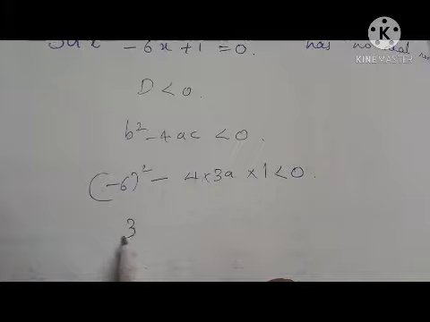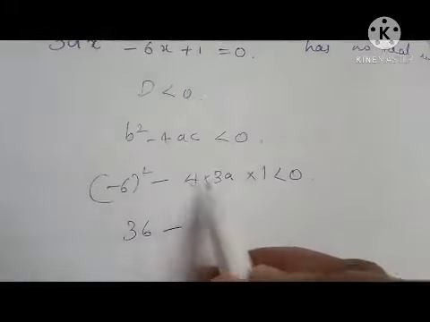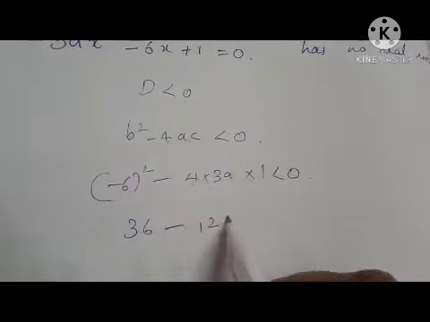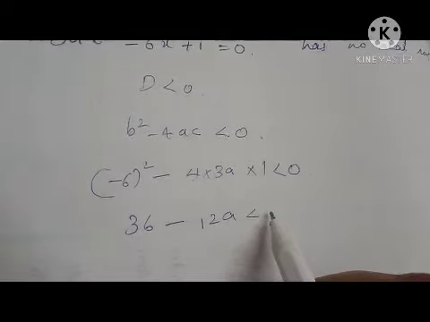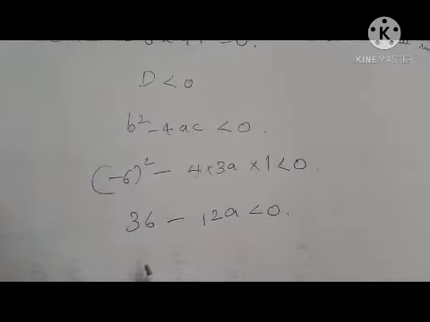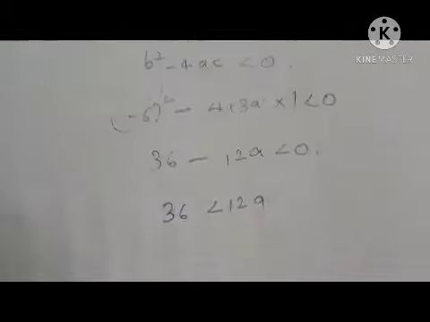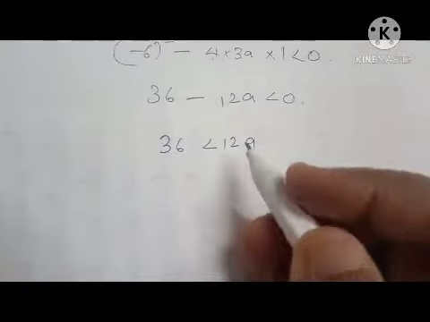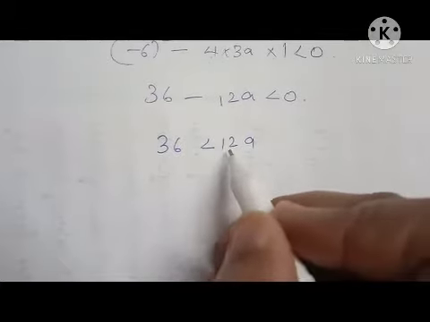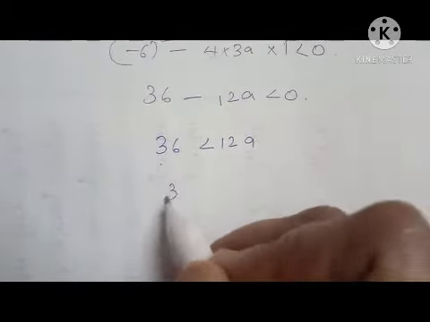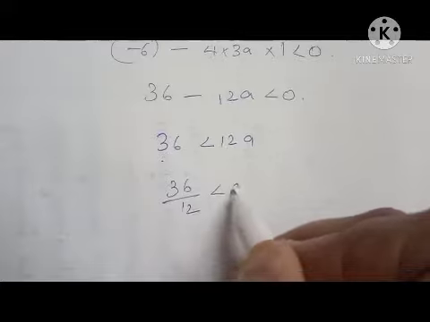The negative 6 square is 36, minus 4 into 3 into 1 is 12a, that is less than 0. Then we can write 36 is less than 12a. Then we can transpose this 12 to LHS. Then 36 by 12 is less than a.